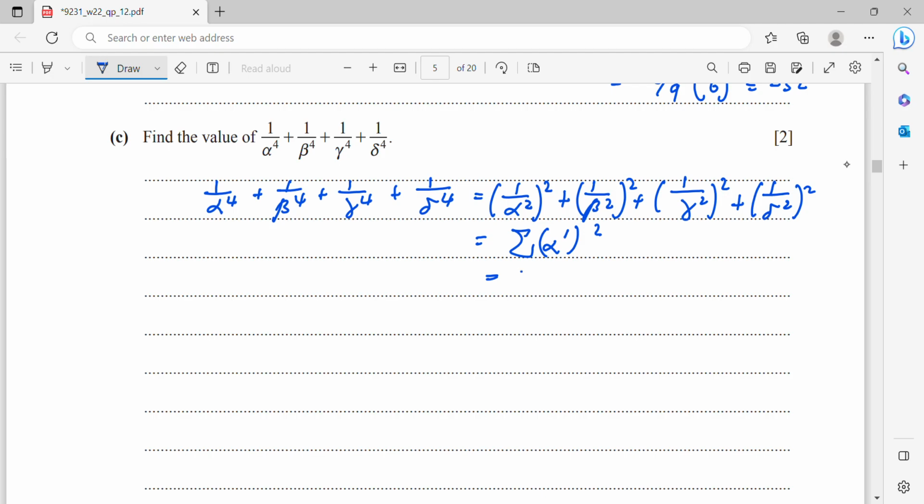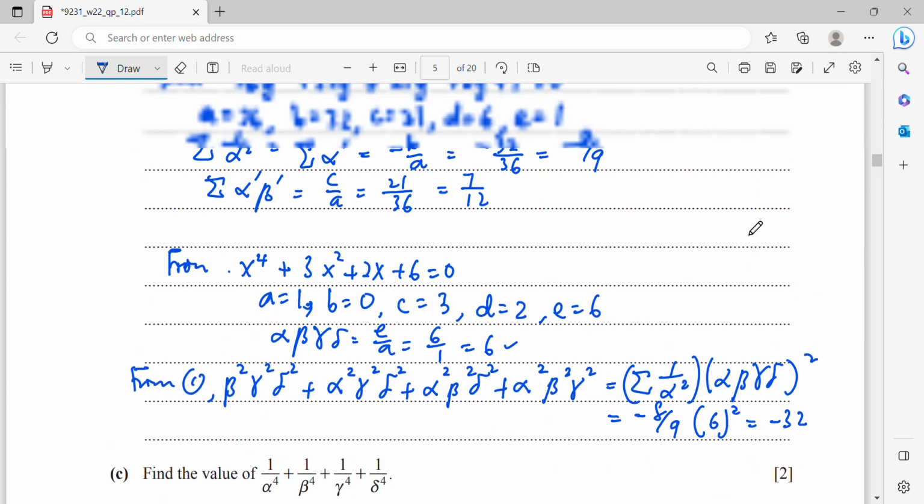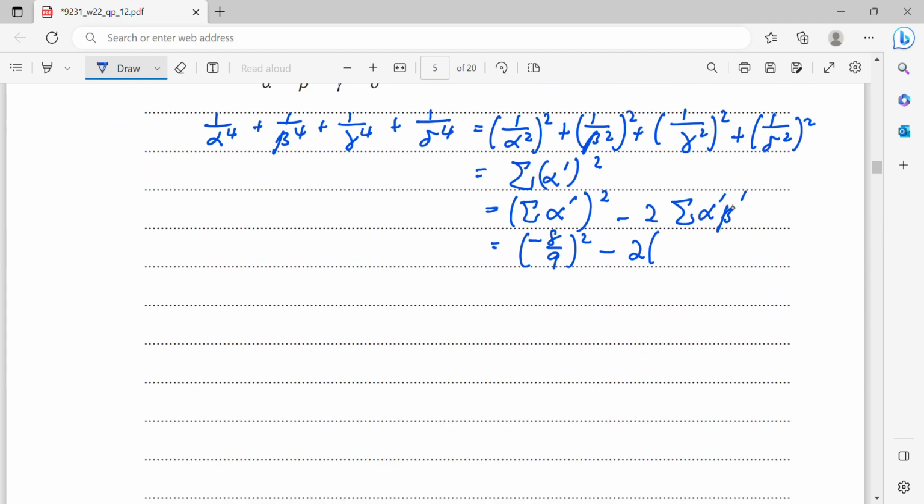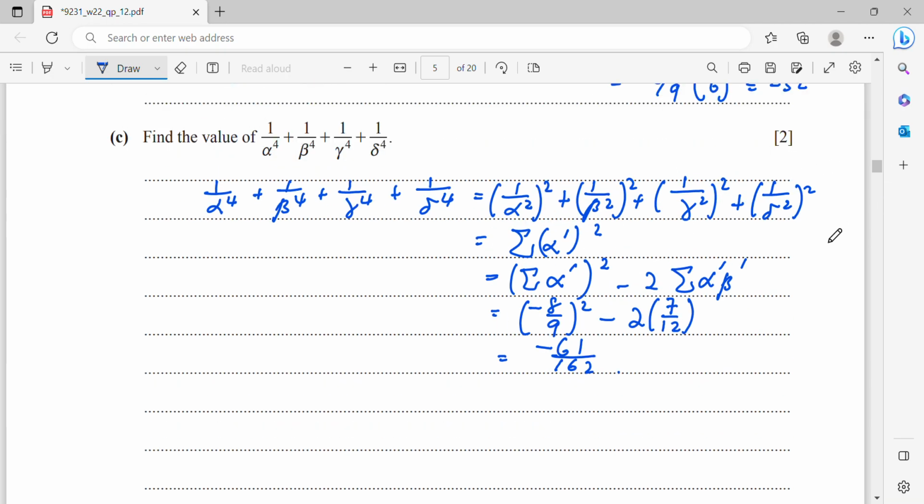According to the formula, this is the summation of alpha prime squared, the square of the whole summation, minus 2 times the summation of alpha prime, beta prime. We found just now that the summation of alpha prime is minus 8 over 9. Square this, minus 2 times the summation of alpha prime, beta prime, which we solved just now, 7 over 12. So at last, you'll get minus 61 over 162. That is how we solve part C.